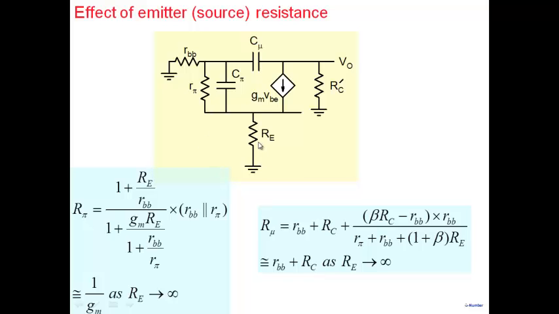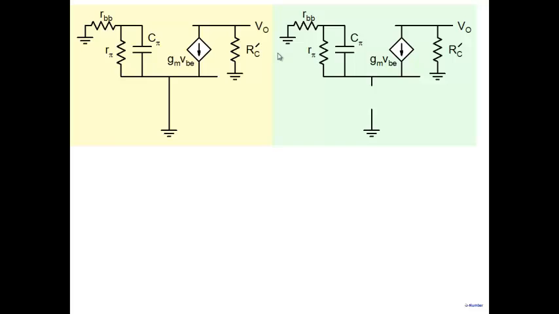So RE is having the effect of reducing the effective resistance seen by C pi and the effective resistance seen with C mu. You can see it here, the two extreme cases. Look at these two circuits here. In one case, RE is ground. In the other case, RE is open. Compare the effective resistance seen by C pi. What is it here? Resistance seen by C pi is what? RBB parallel R pi, right?